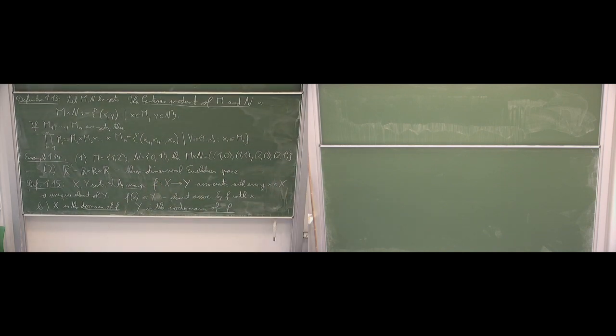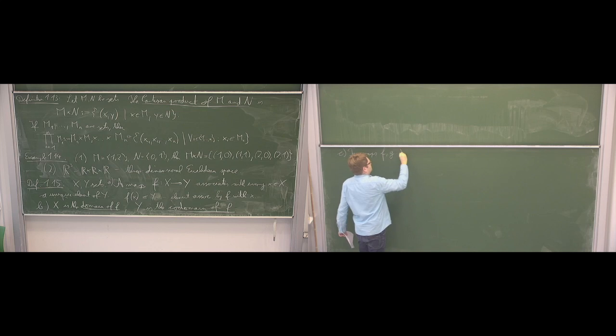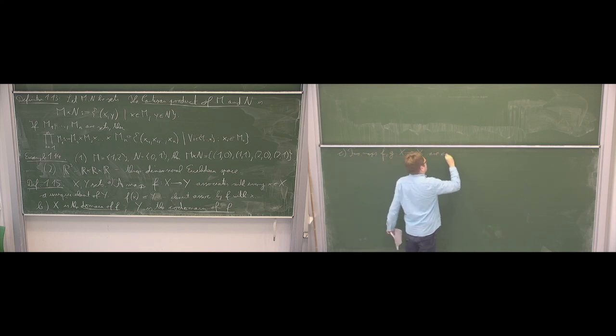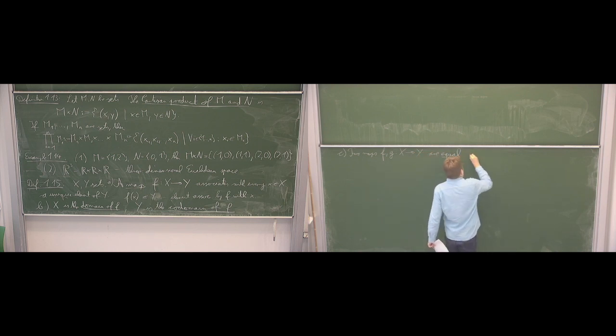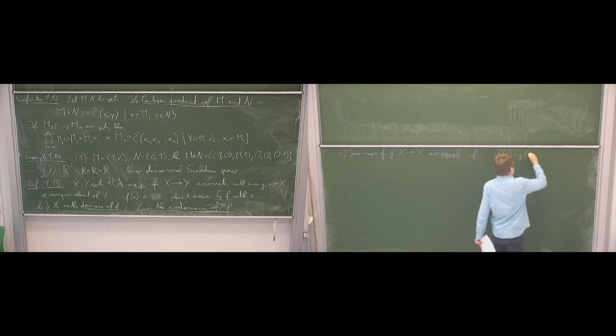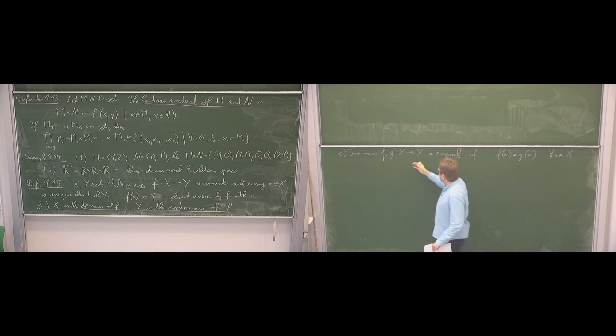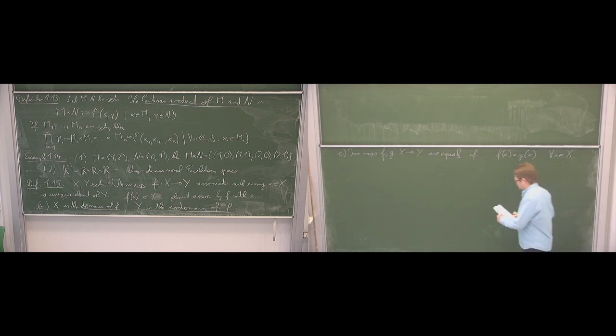Then again, for our bookkeeping, we need to be precise. Two maps f, g, which both go from X to Y, are called equal if the following holds: f of x is equal to g of x for all x in X. We haven't said precisely what a map as an object is, so equality is not directly defined, but this is an equality of elements in Y, and if we have this for every x, this means equality.